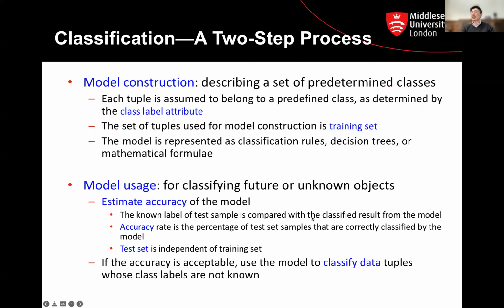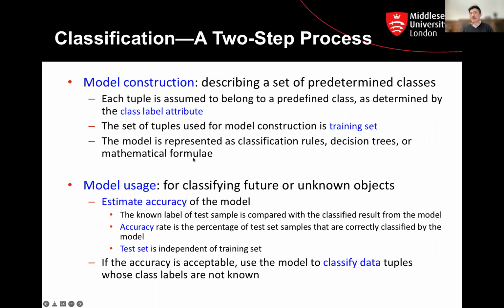Okay, and then the model itself could be decision trees or, say, neural networks, depending on the type of classifier you want to use. Then when you use the model, you can use it to predict the label of a data object which you don't know the label for.